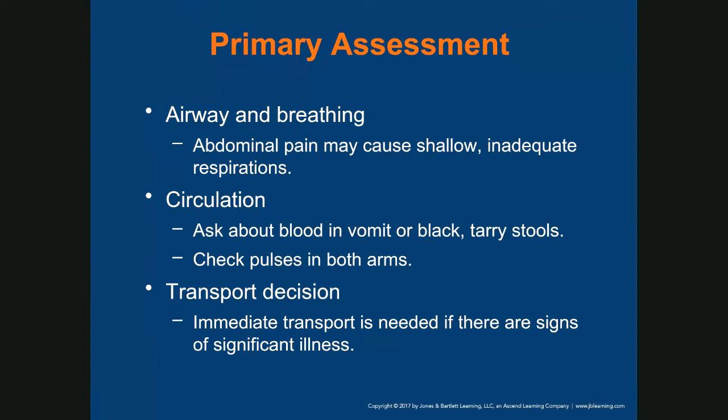All right, and once we have completed our scene size up, the next phase is the primary assessment. This is where we will manage immediate and potential life threats. So focus on your airway and breathing. Abdominal pain may cause shallow, inadequate respirations, right? For circulation, ask about blood in vomit or black tarry stools. Check pulse in both arms. Transport decision, right? Immediate transport is needed if there are signs of significant illness.